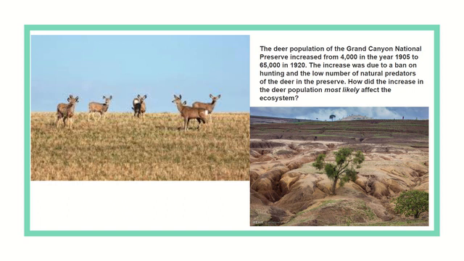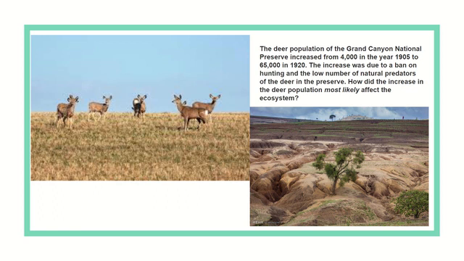All right, so here we have a herd of deer, and it says the deer population of the Grand Canyon National Preserve increased from 4,000 in the year 1905 to 65,000 in 1920. So that's an increase of 61,000 over the course of 15 years. The increase was due to a ban on hunting. So that means they didn't have anything there really to hunt them down and kill them.